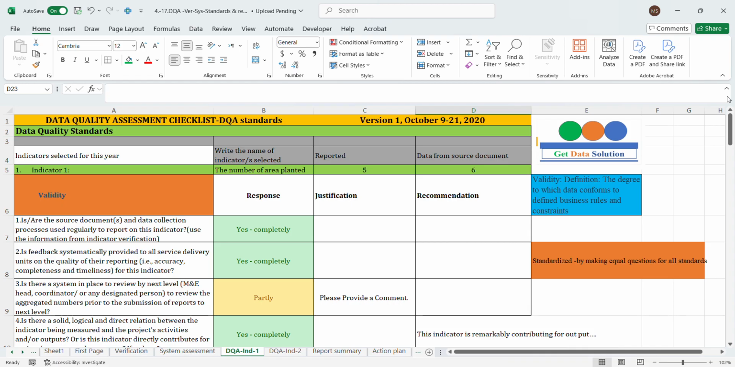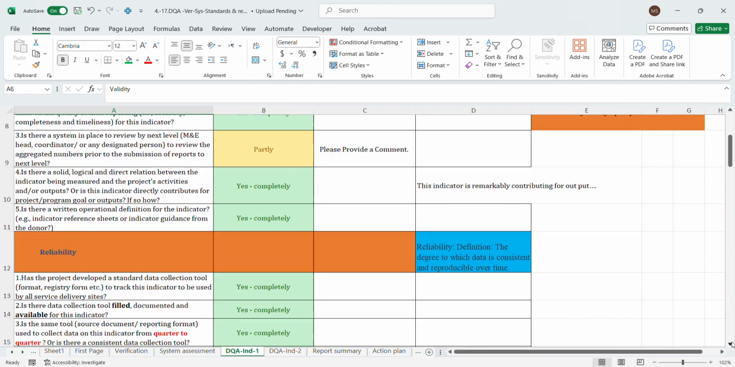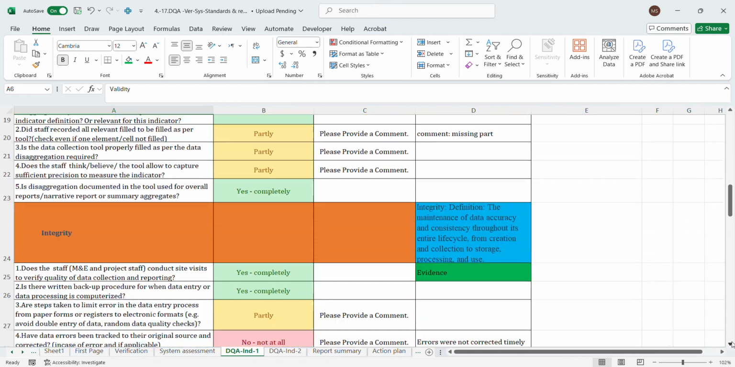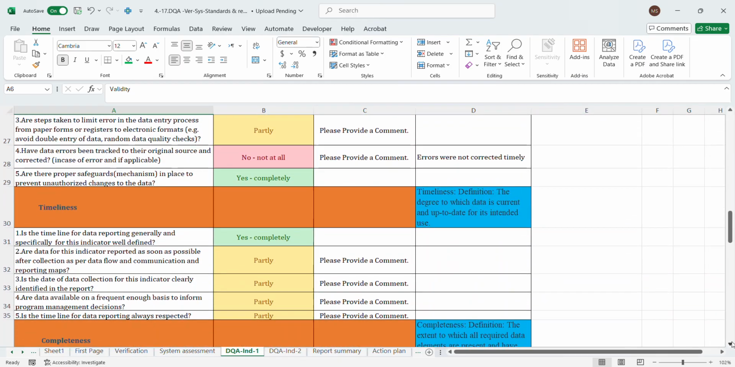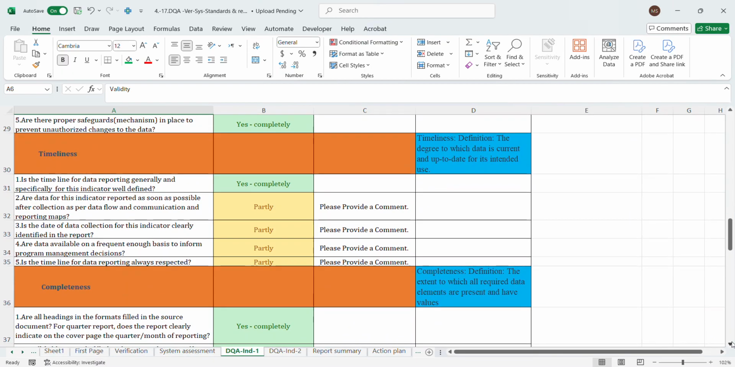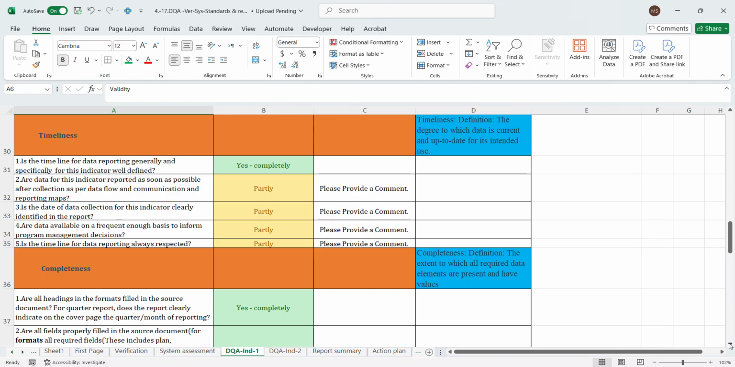We have started discussing data quality standards. In the previous videos, we have seen data quality standards like validity, reliability, precision, and integrity. So in today's topic, we'll see timeliness. Timeliness is also one of the very important standards in data quality.